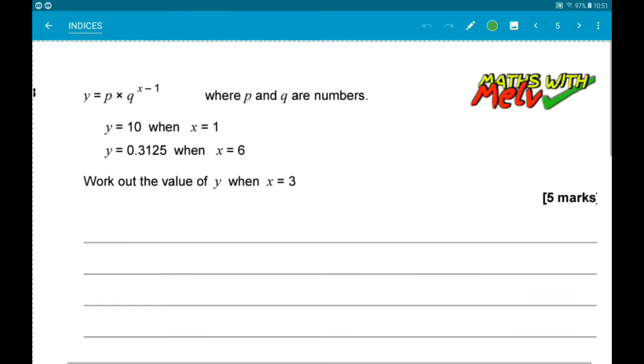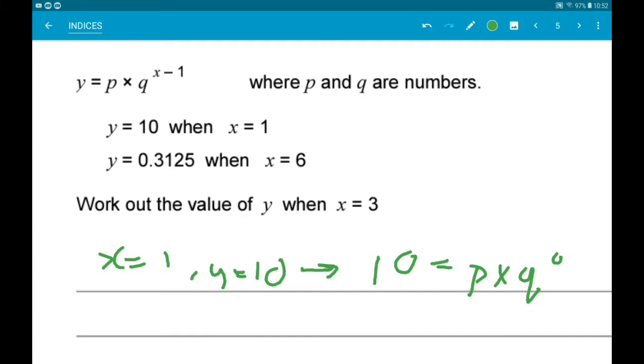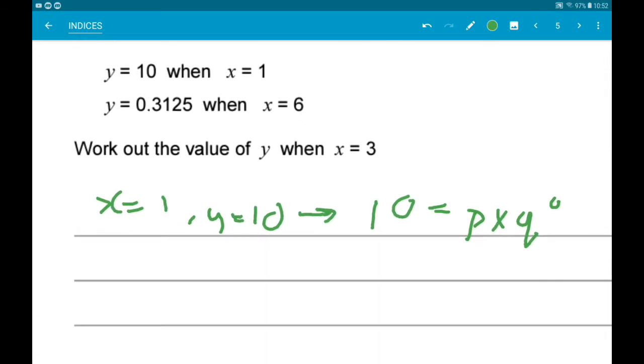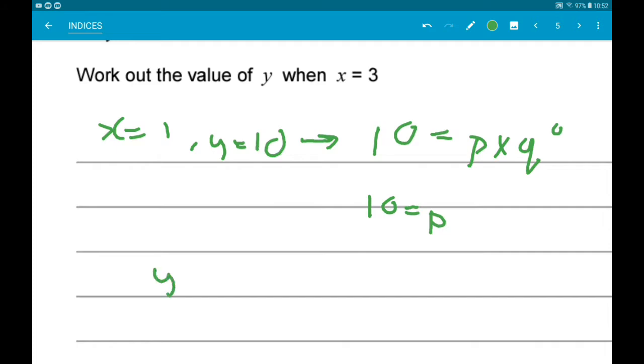So we know that y is 10 when x is 1. So that's going to give us 10 is equal to p times q to the power 0. Now the power of 0 only affects the q, so that's telling us then 10 is equal to p. P is equal to 10. So now we know that y is equal to 10 times q to the x minus 1.